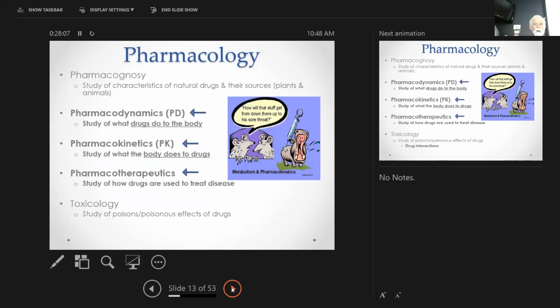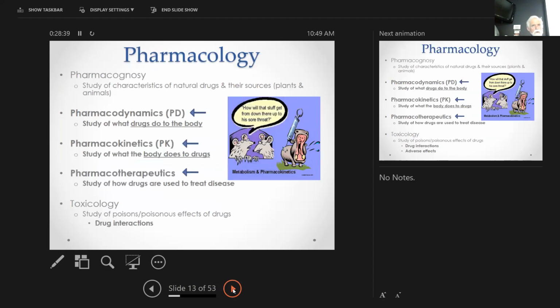Toxicology is the study of how drugs negatively affect the body, looking at poisons and the poisonous effects of drugs. Those poisons can be natural products coming out of pharmacognosy. There's the famous story of Socrates being told to commit suicide by drinking hemlock. Hemlock has a very toxic chemical in it that will kill you. And there are many examples of those.